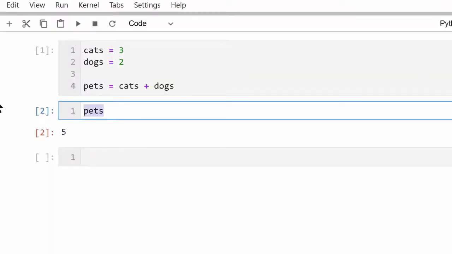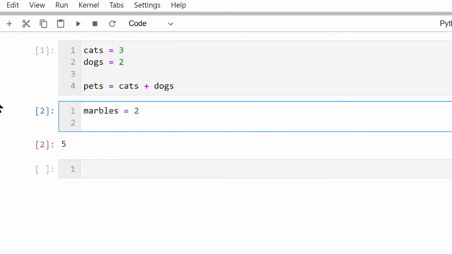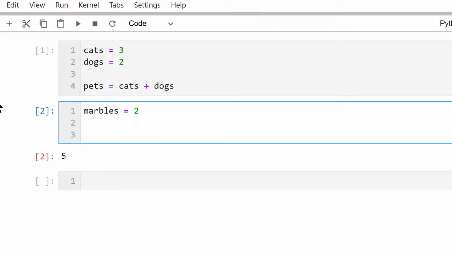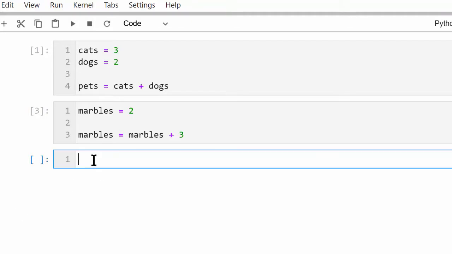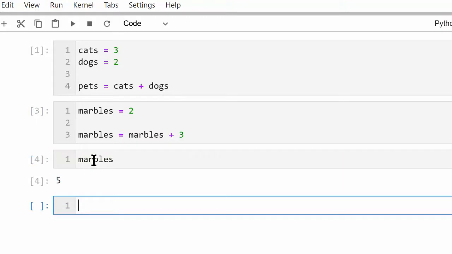So let's take another example. Say you have marbles. You have 2 marbles, right? And then you want to add 2 more marbles. What do you do? You create a new instance of this marbles variable and say marbles equals marbles, the number of marbles that you have currently, plus 3 more, let's say, right? Shift execute. And then what is the value of marbles here? After you have performed the operation, it's 5, 2 plus 3, 5.